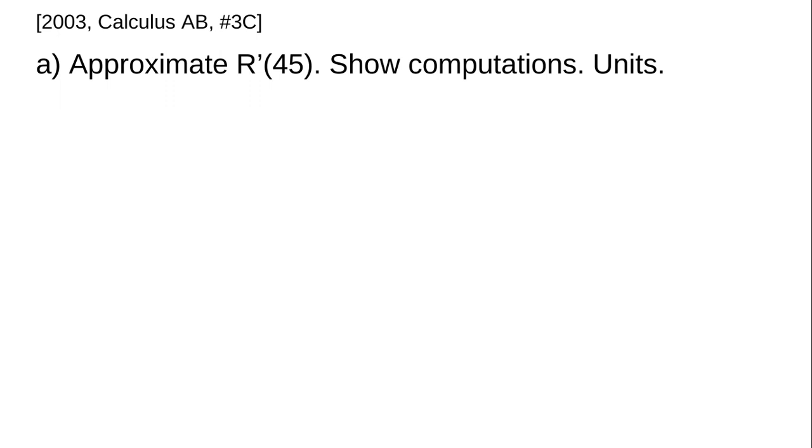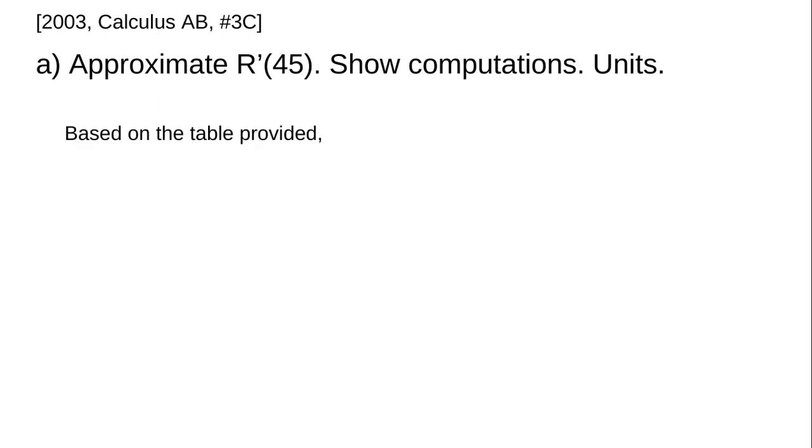This question is from the 2003 exam. It's question 3, and it is calculator active. In the question stem, we are provided with information, a graph, and a table about the rate of fuel consumption for an airplane flight. In part A, we are asked to approximate r prime of 45 to show our computations that lead to the answer and provide the specific units. We are also instructed to use the data from the table, not the graph, in order to compute this.